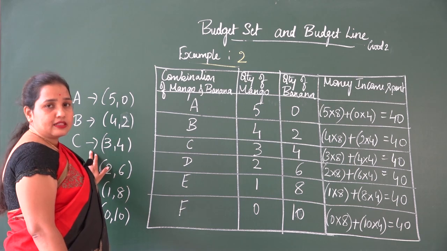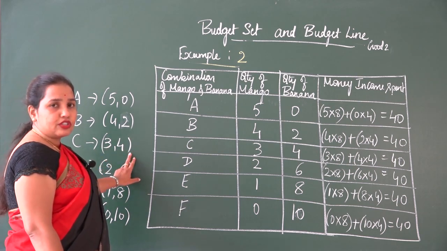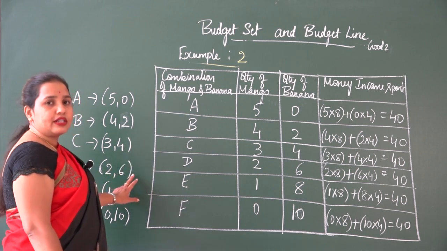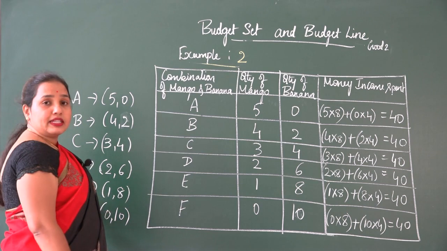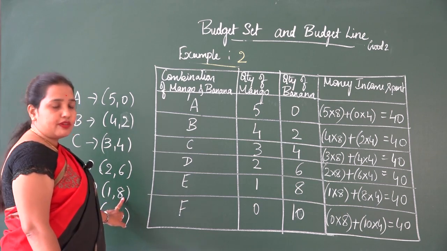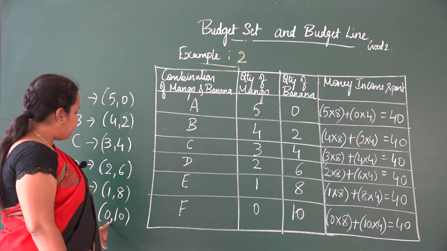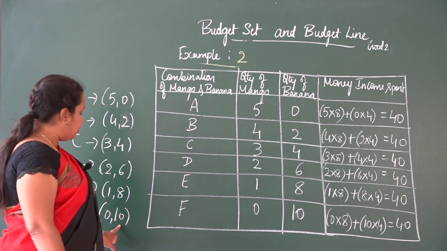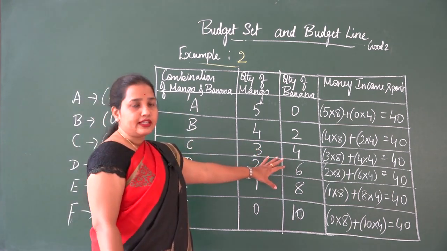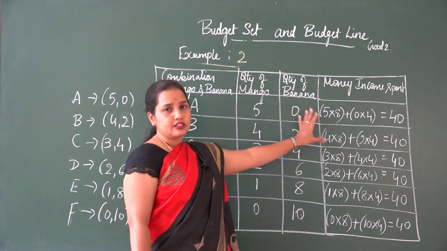Combination C, that is bundle C, consists of 3 units of good 1 and 4 units of good 2. Likewise, D consists of 2 units of mango and 6 units of banana. Bundle E consists of 1 unit of mango and 8 units of banana. Then the last bundle, that is F, consists of 0 units of mango and 10 units of banana. This can be put in the form of a schedule like this.